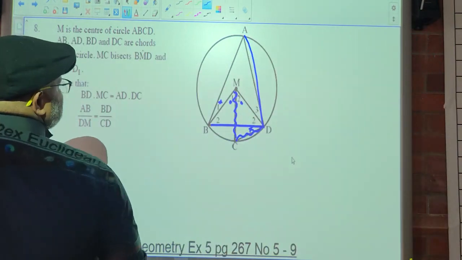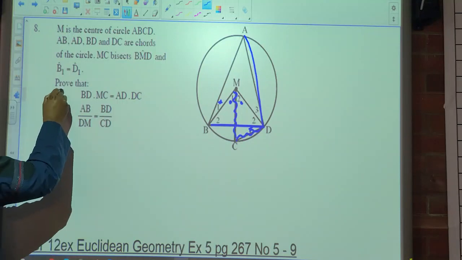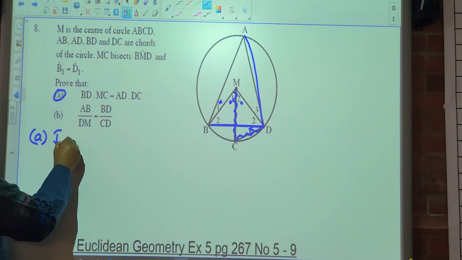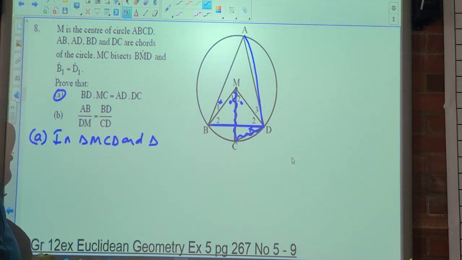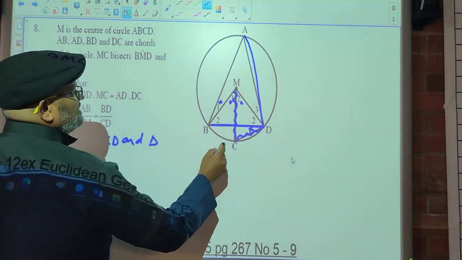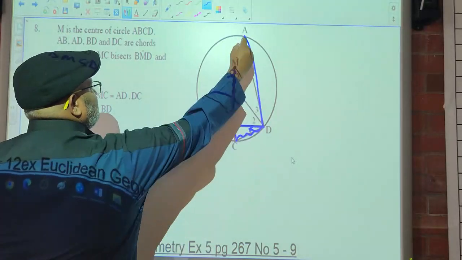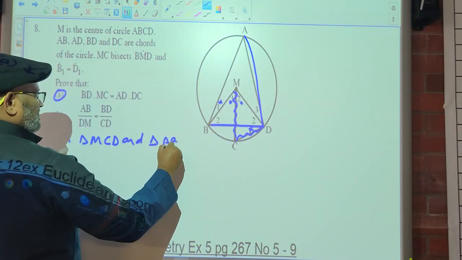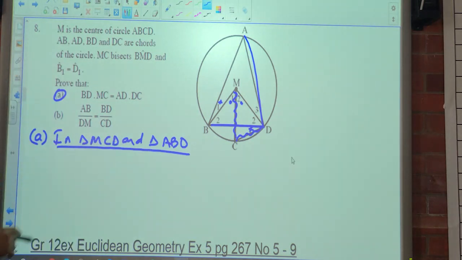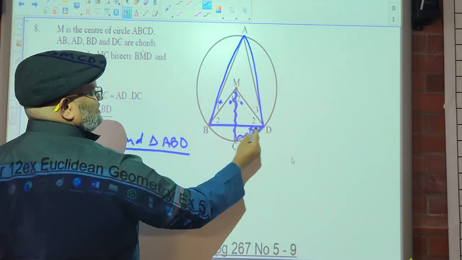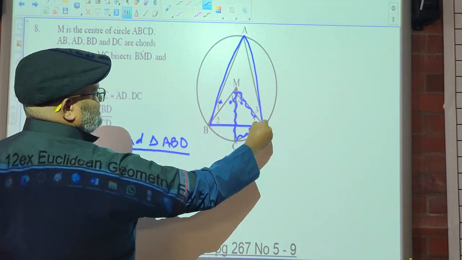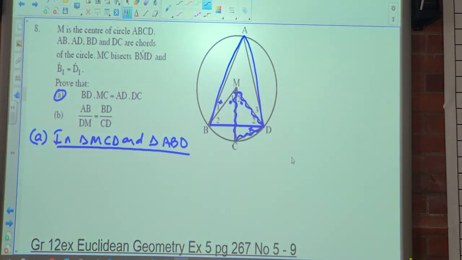You guys see the two triangles? What's the triangle? So it's in triangle MCD and triangle ABD, this is the big one now, no? I'm sure the order is not correct. So what can we say? There is the one triangle, of course, and it's that one, no? And this one is the other. So what can we say?